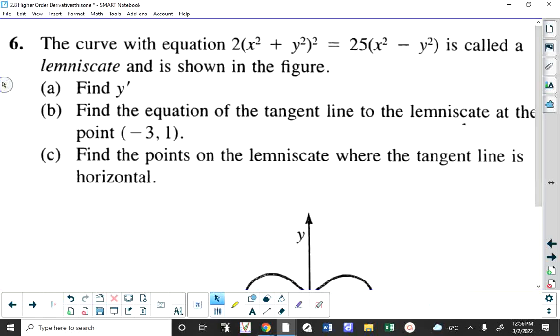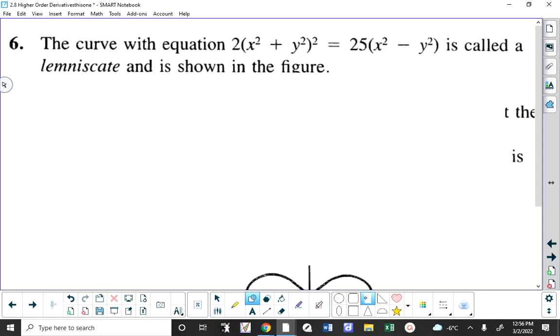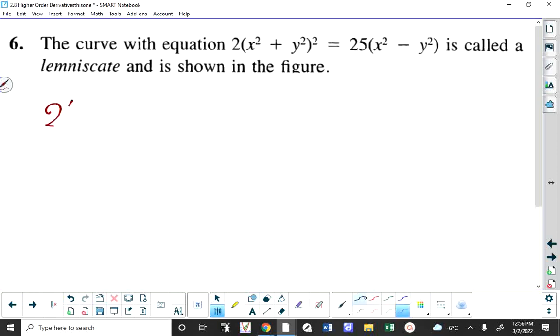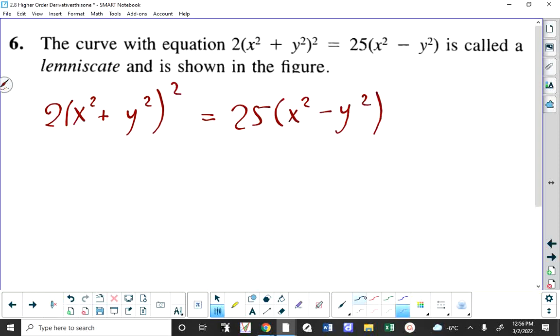And given the nature of one of the problems we're doing today, this is really good as a warm-up, to warm up our math skills. Okay? So let me rewrite this. I have 2 times x squared plus y squared quantity squared equals 25 times x squared minus y squared. I suppose you could take on the left-hand side x squared plus y squared times x squared plus y squared and start walking down that path, but I think that's going to create problems later on.